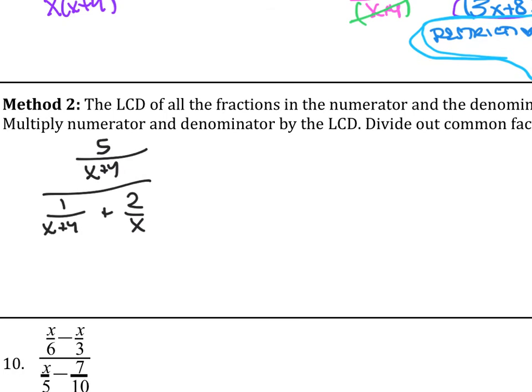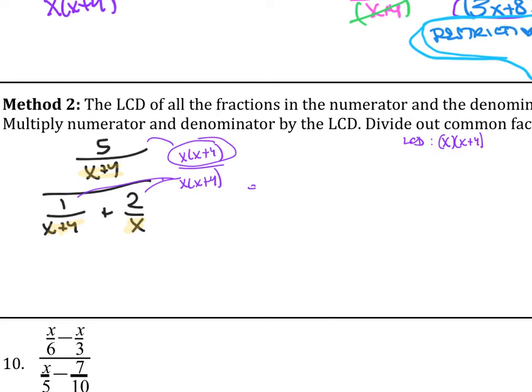So the LCD, we're going to take a look at every single denominator in this problem. When we're looking at it, we're looking at the x plus 4, the x, and the x plus 4. So notice it's quite similar to the problem above. So our LCD is x times x plus 4. So I'm going to multiply that to the numerator and the denominator. And it looks like this. Now really what's happening is this x times x plus 4 is getting multiplied to every single term.